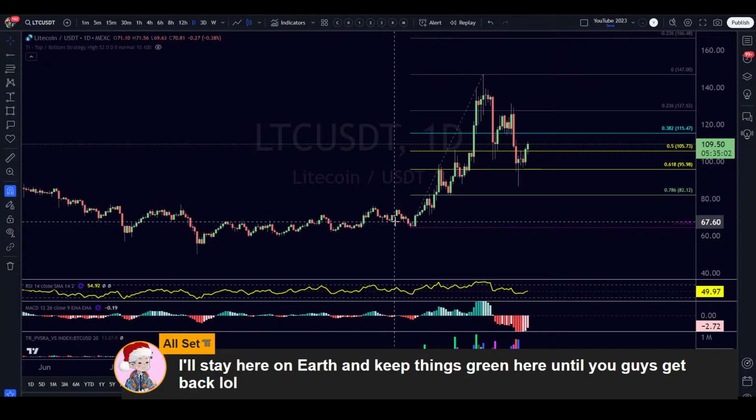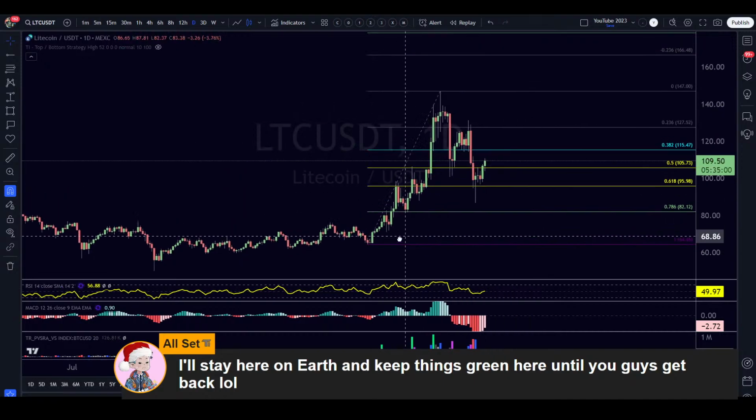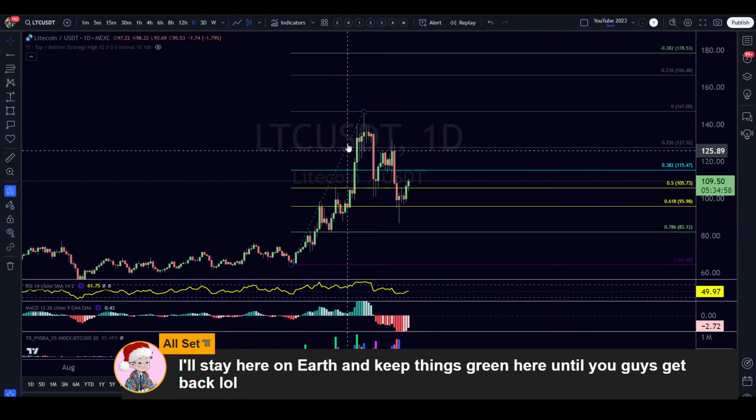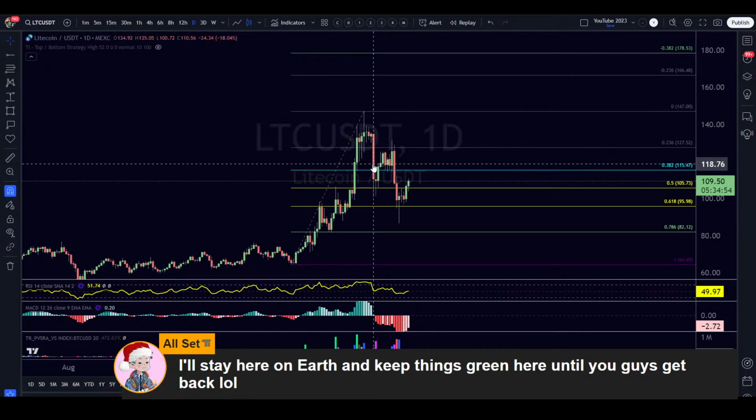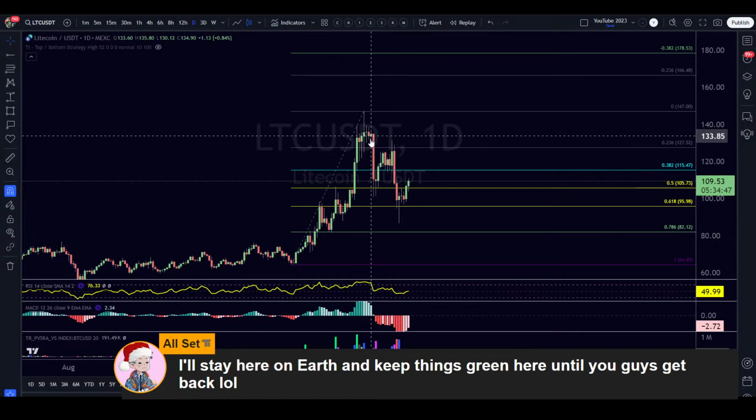And then here's the boom. I call this the boom. It came back down, broke through the 382. Most of the coins right now are getting support on the 382, 38%, then bouncing up. But this one broke below it, came to the 0.5, got bought up really quick. Very nice buying pressure on the daily time frame.